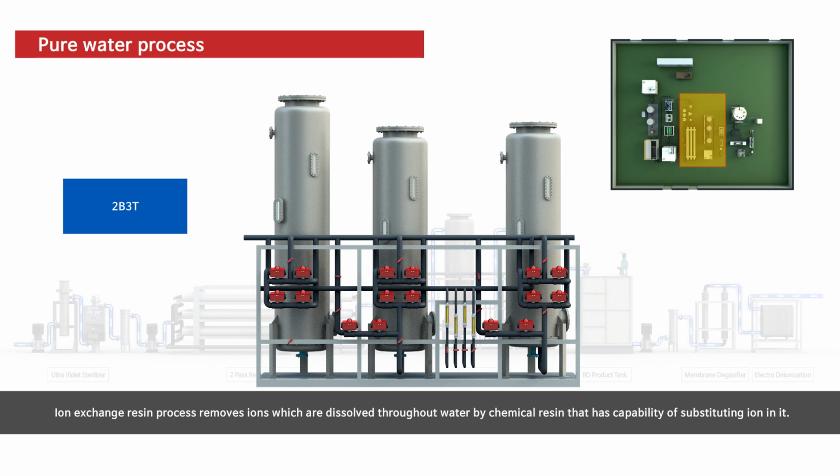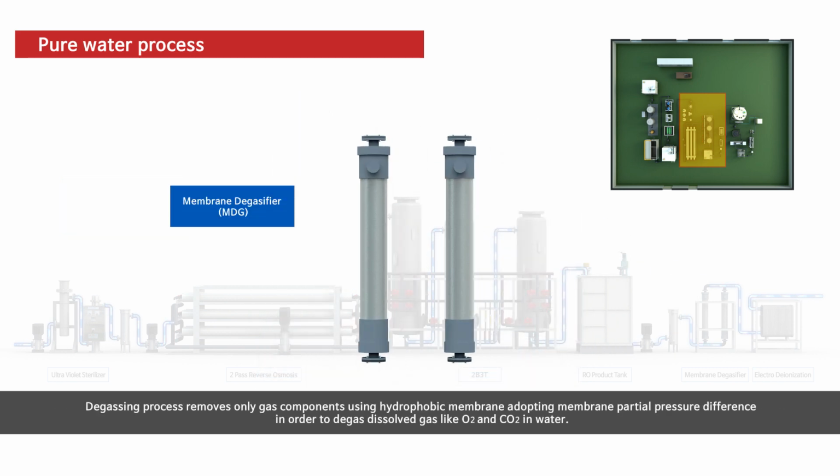The ion exchange resin process removes ions dissolved throughout water by chemical resin that has the capability of substituting ions in it. Degassing process technology removes only gas components using a hydrophobic membrane, adopting membrane partial pressure difference in order to degas dissolved gases like O2 and CO2 in water. So it can maximize the electrodeionization technology in the post-process.